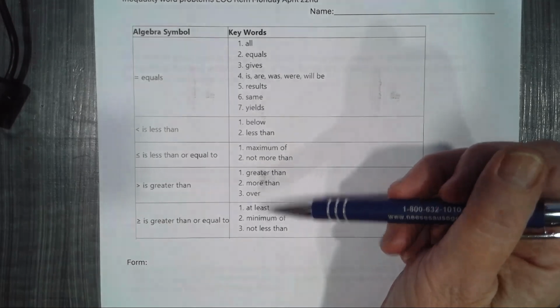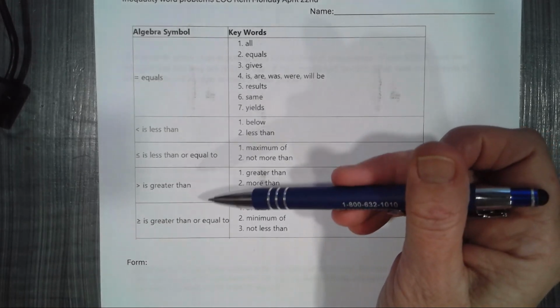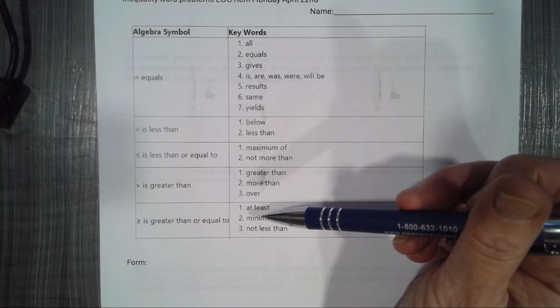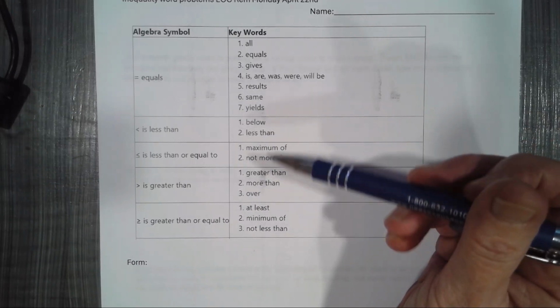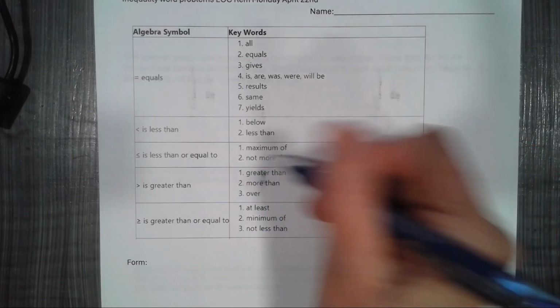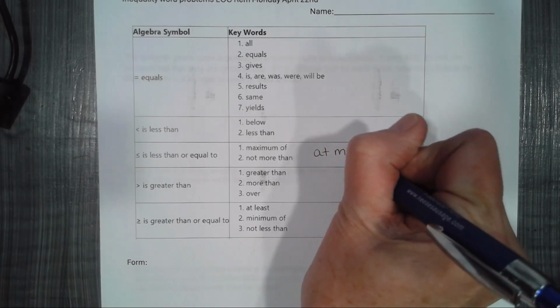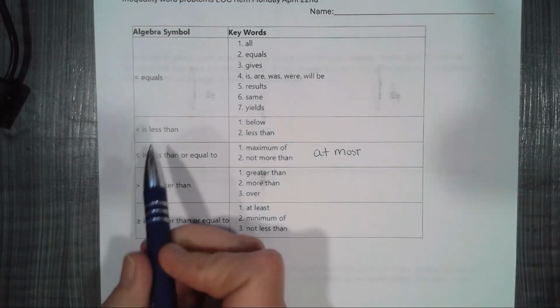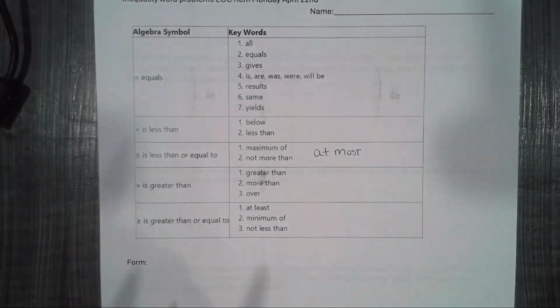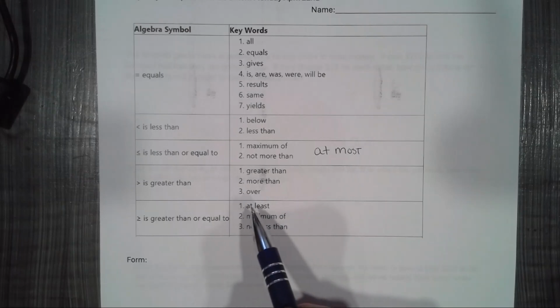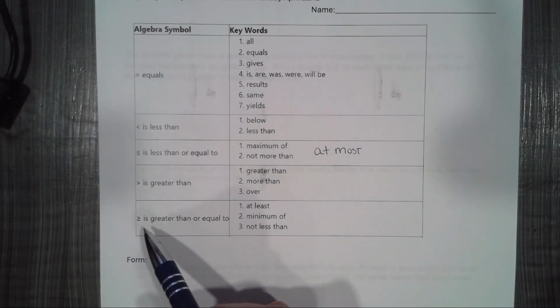These will not be given to you on a standardized test, so the best thing you can do is you're going to need to memorize these. The only thing that I would add to this that appears not to be here is at most. Okay, at most is a less than or equal to sign, and then you have maximum. I've seen that used quite a bit, and then at least and minimum is with a greater than or equal to.